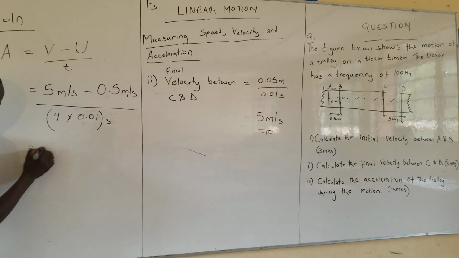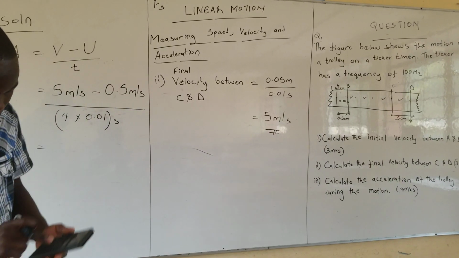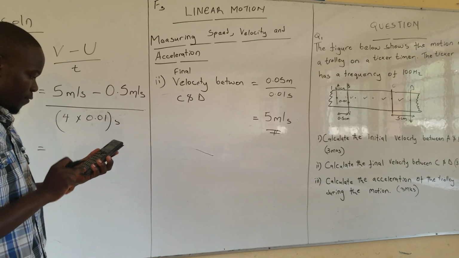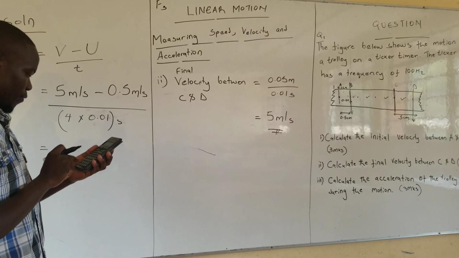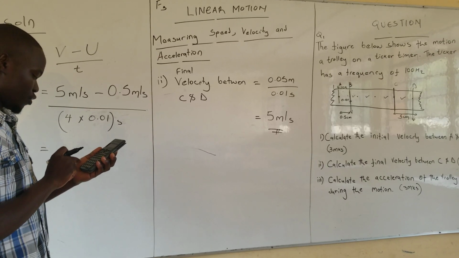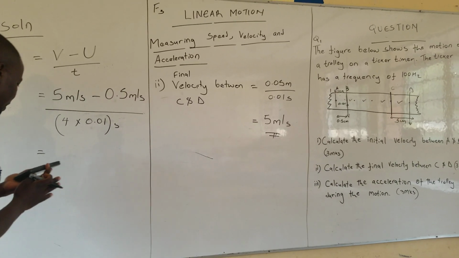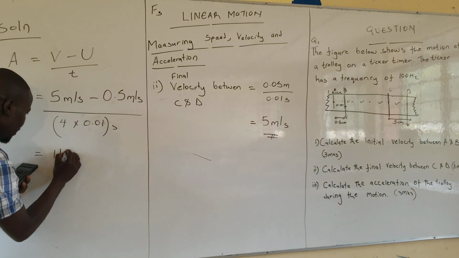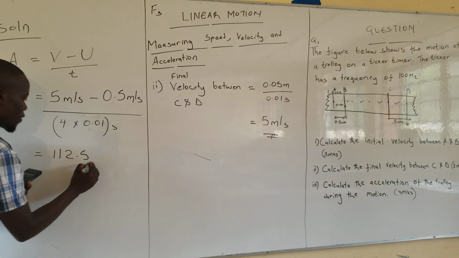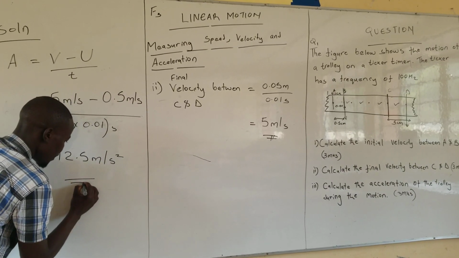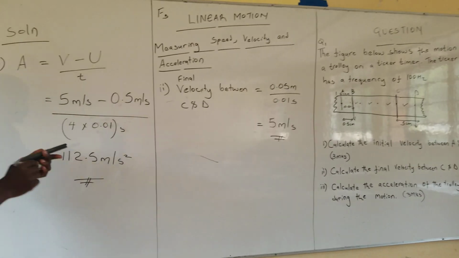Now, punching on my calculator, what do I get as an answer? 5 minus 0.5, and then you divide by 4 times 0.01. I'm getting 112.5 meters per second squared as my acceleration.